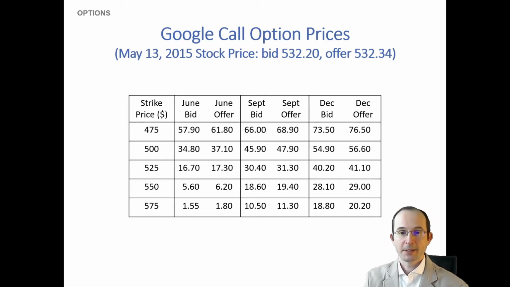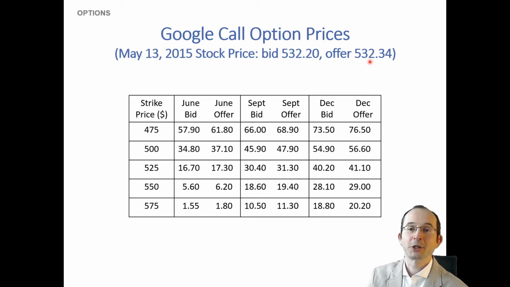So let's look at how option prices are quoted. So again, let's look at data back in 2015. We can see, first of all, what the underlying asset is trading at. The bid on Google back then was 532.2. The ask or offer was 532.34. And of course, again, that would mean that if you wanted to buy a share of Google, you would buy it at this higher price. And if you wanted to sell a share of Google, you would sell it at this lower price.